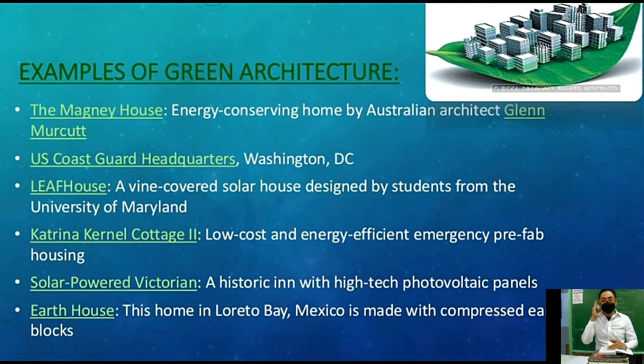Examples of green architecture: the Magney House, an energy-conserving home by Australian architect Glenn Murcutt. U.S. Coast Guard Headquarters in Washington, D.C. The Leaf House, a vine-covered solar house designed by students from the University of Maryland. Katrina Kernel Cottage 2, low-cost, energy-efficient emergency prefab housing. Solar-powered Victorian, a historic inn with high-tech photovoltaic panels. It means solar panels, the photovoltaic. Earth House, this home in Loreto Bay, Mexico, is made with compressed earth blocks.